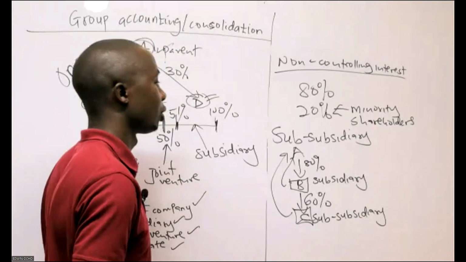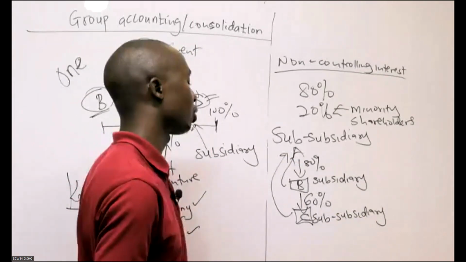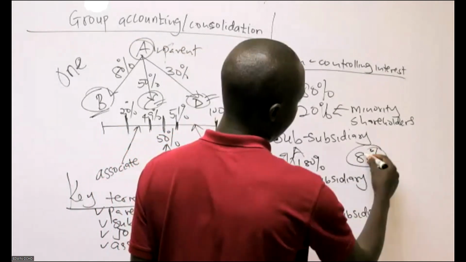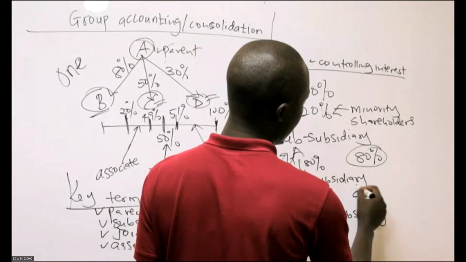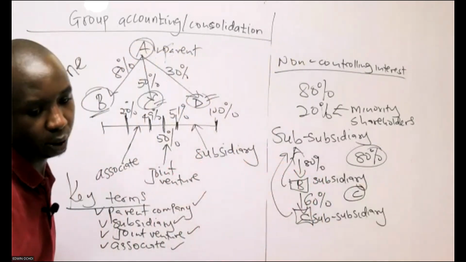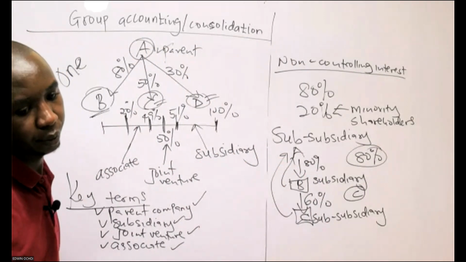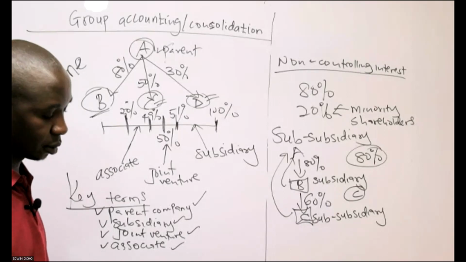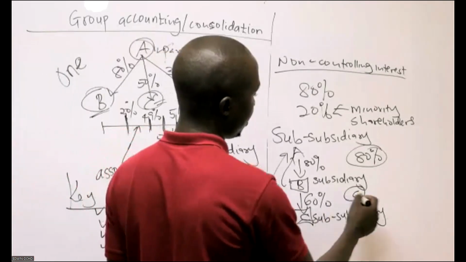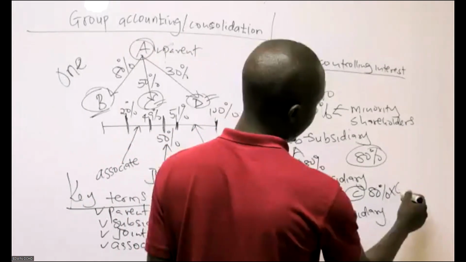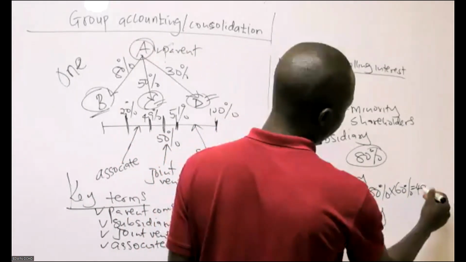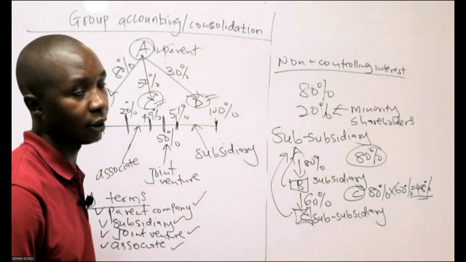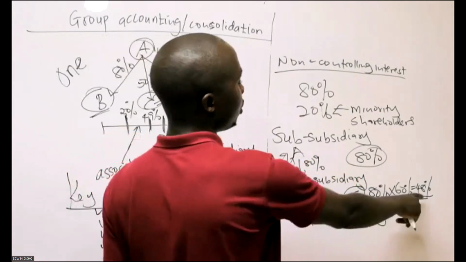So, and also here you need to understand when doing consolidation that B will be consolidated at 80%. What about C? C will be consolidated at what percentage? 48%, because you have to multiply 80% times what? 60. So meaning that this 48% again is becoming less than 50. Will this one change now to be an associate?